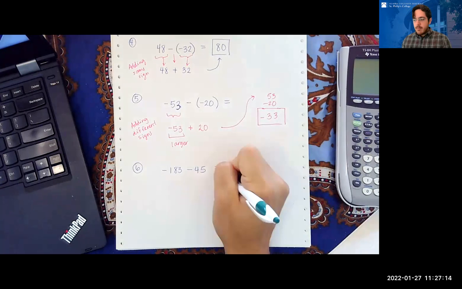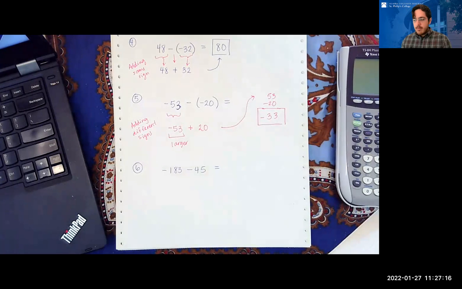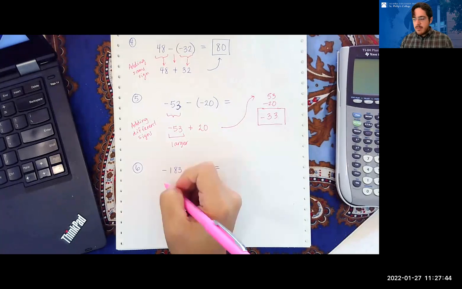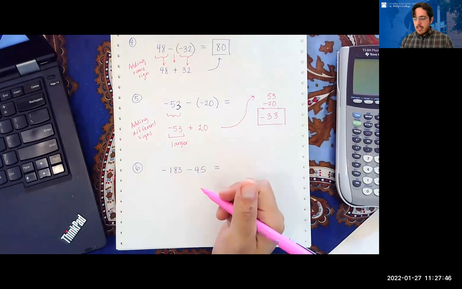I don't know. Any guesses? Negative 231. Negative 231. Can you walk me through that process? Because we're adding negatives, we're adding to a negative.